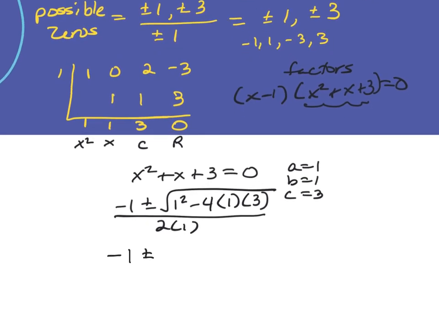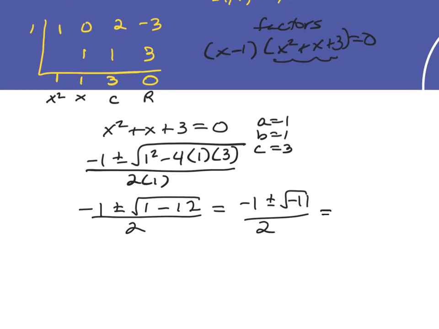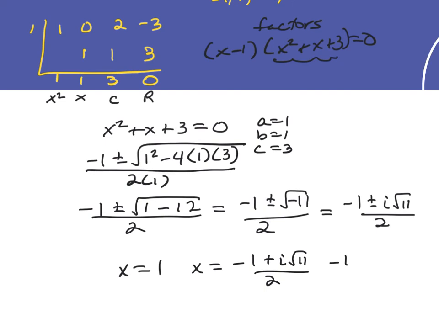So let me go ahead and multiply and add or subtract what's under the radical. This gives me 1 minus 12 over 2, negative 1 plus or minus negative 11. And then here, when I try to simplify that negative 11, it turns into i square root of 11. So my three solutions here, because again, remember it was an x cubed, are x equals positive 1, x equals negative 1 plus i radical 11 over 2, and negative 1 minus i radical 11 over 2. These are the three solutions here. Two of them are imaginary. Let's try the last one.